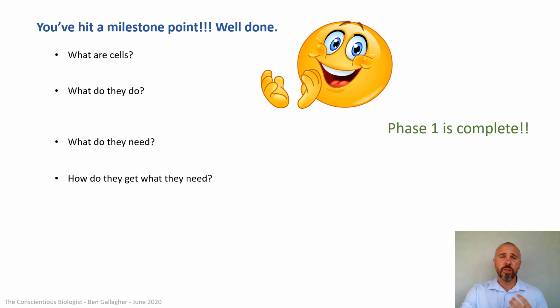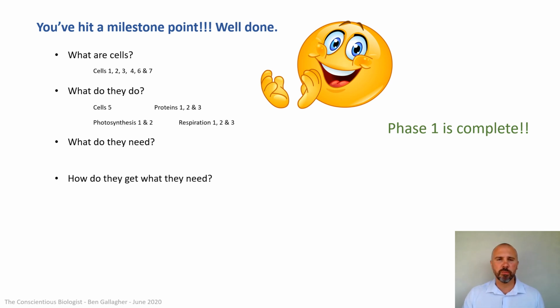So what are cells? You've covered that in the cells 1, 2, 3, 4, 6 and 7 videos. That looks at what they do, how they're put together, what all those different structures within them do, and then the microscopy stuff with the light microscopes, the electron microscopes, resolution, magnification, all of that stuff. Okay, what do cells do? That's covered in cells 5, which is the mitosis one, if you can't remember, proteins 1, 2 and 3, photosynthesis 1 and 2, and respiration 1, 2 and 3. Those are some really important lectures in that section.